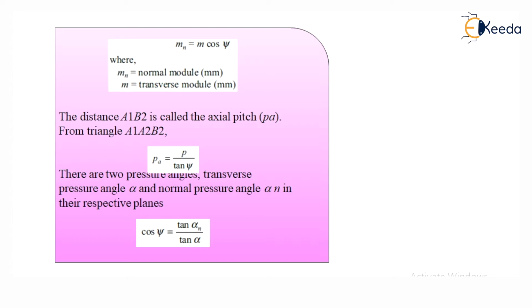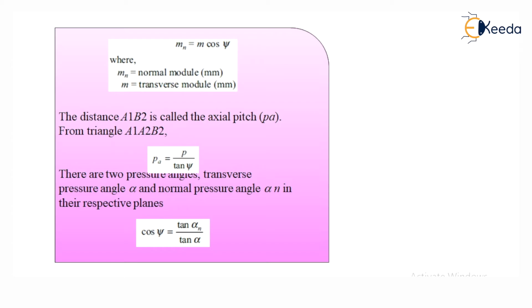Now if we consider the triangle A1A2B2, we can write down tan psi is equal to A1A2 bar divided by A1B2 bar. So that gives me P upon PA. So I can write down PA is equal to P upon tan psi.